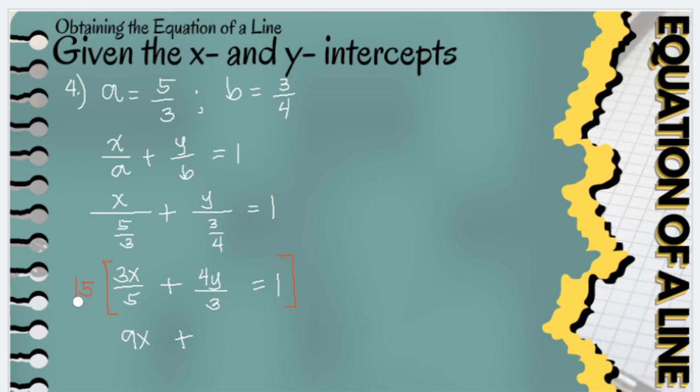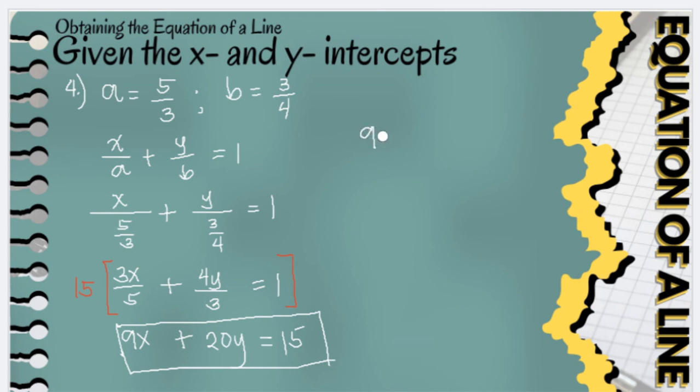Then, if we have here, diba, ang laki na, 15 times 4, 60 divided by 3, that's 20. Okay? So, pwede mo rin gawin, 15 divided by 3. So, that's equal to 5 times 4 is 20y. Okay? Kung saan mas madali. Now, 15 times 1 is 15. Now, this is our standard form of the equation of a line. If we're going to find the slope-intercept form, so we have here 9x plus 20y is equal to 15.